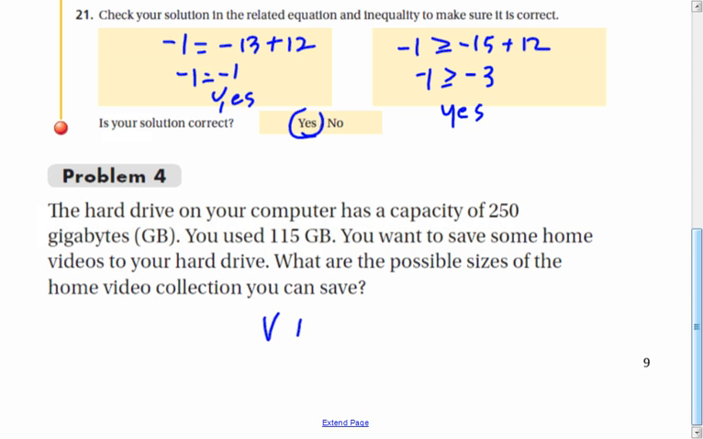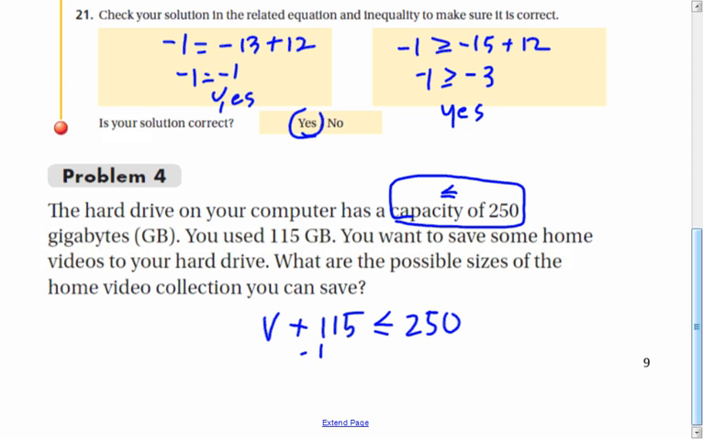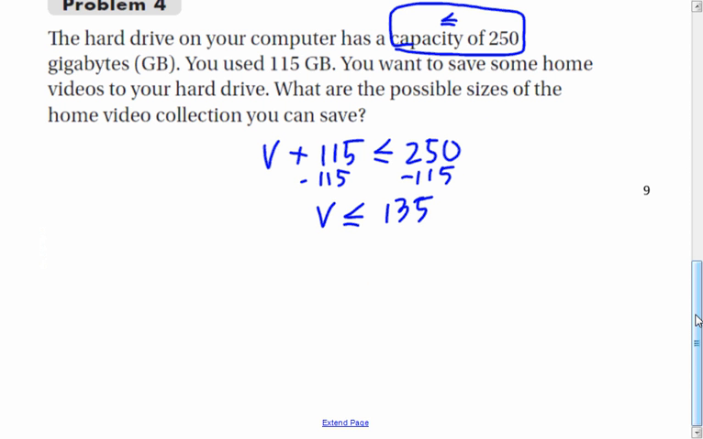And then if I add the 115 that I've already used up, the capacity of 250 means that the amount I use has to be less than or equal to that. I can't go over 250. So B, my videos, plus my 115 that's already there has to be less than or equal to 250. And then I would just subtract 115 from both sides to solve this inequality. And I would get B is less than or equal to 135.